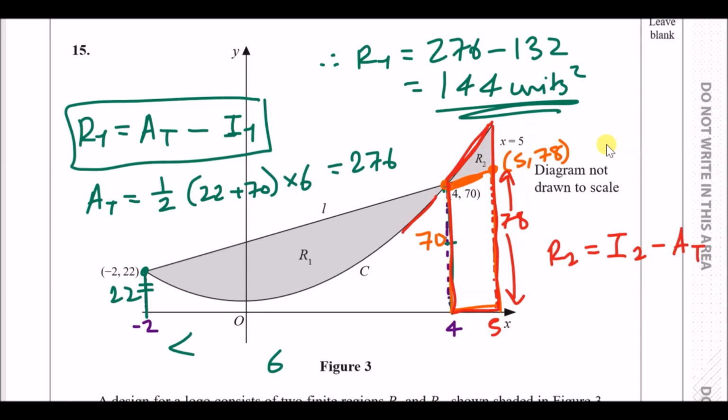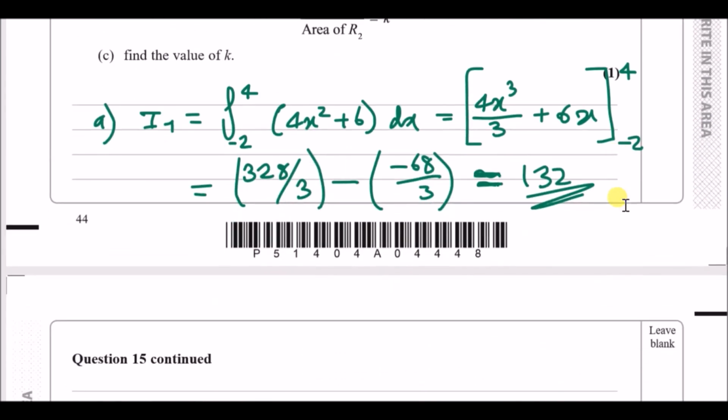So the trapezium, we already worked out, is going to be the average between the two parallel sides, so 70 plus 78, over 2, times the width. Well, the width is just 1 between 5 and 4, so times by 1. That's no different. Putting this in your calculator, you should get 74. So the area of the trapezium is done. Now all we need to do is work out the area under the curve between 4 and 5. And that's it. So let's do it here.